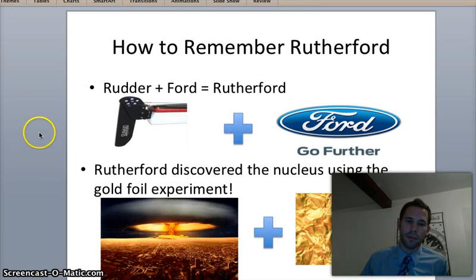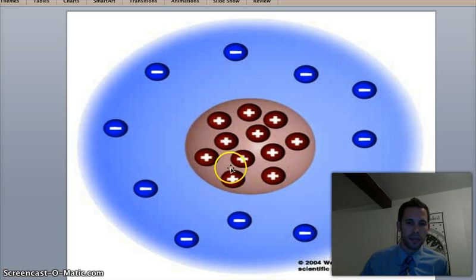Here's how I remember Rutherford. A rudder, like the rudder on a boat, plus Ford the truck, and he discovered the nucleus like a big nuclear explosion with the gold foil experiment. All gold, everything. And he had a more modern model of the atom. But we don't stop there.